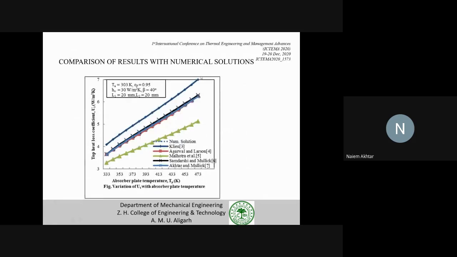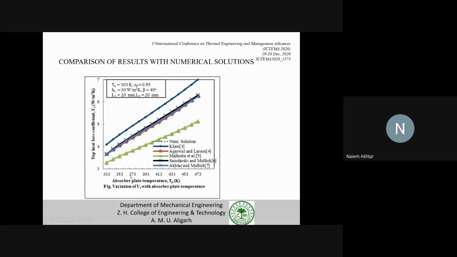And here the values of UT obtained from numerical solution are compared with the values obtained by the relations we have just discussed. The variation of the top heat loss coefficient with absorber plate temperature is shown in this figure, and the value from the numerical solution lies here in the middle. Some of the equations give a lower value and some give a higher value.